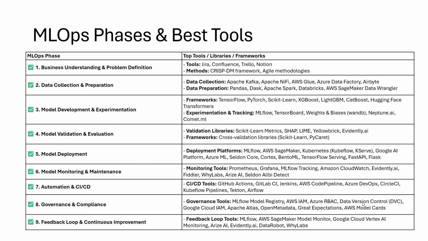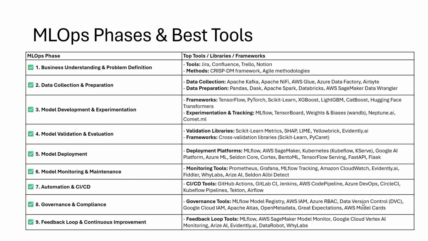In terms of data collection and preparation, so many tools are there. For collection, Kafka, Apache NiFi, Glue, Data Factory, Airbyte, and all, you can use. For preparation and cleaning up the data, again many libraries you can use. One of the very popular ones is Pandas, Dask, Apache Spark. Databricks you can use for data engineering and data science features, the one which I was showing you. AWS SageMaker Data Wrangler also you can use.